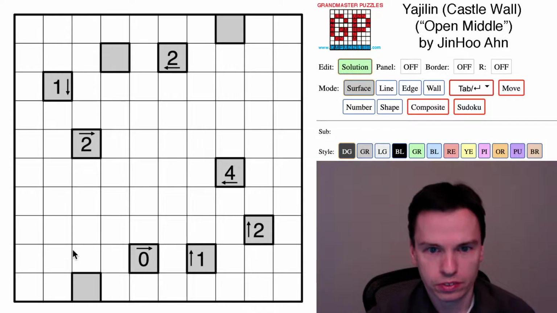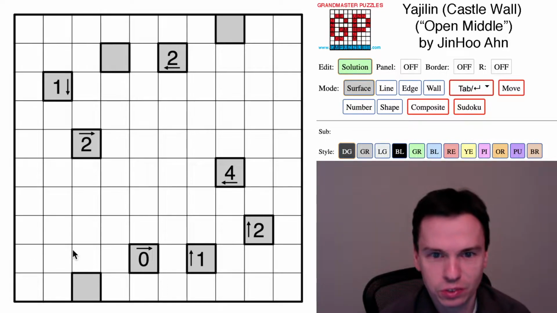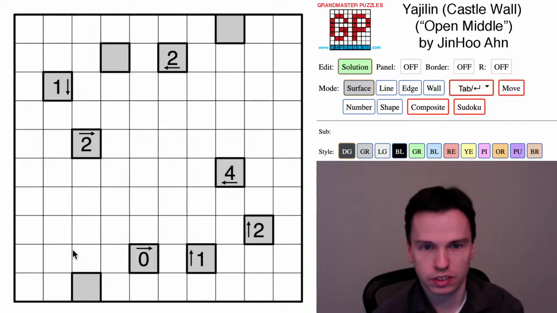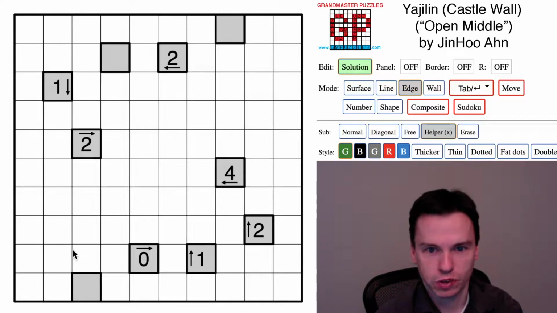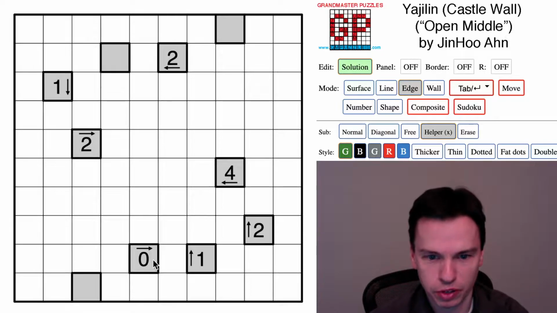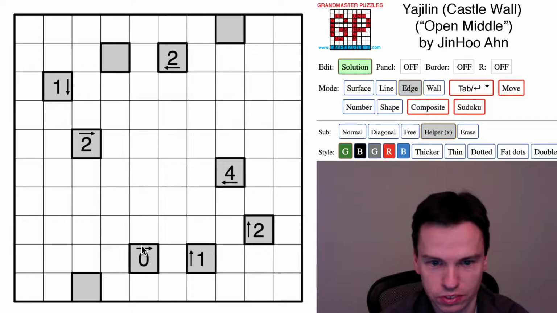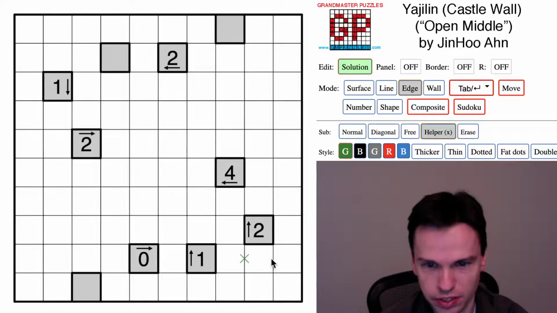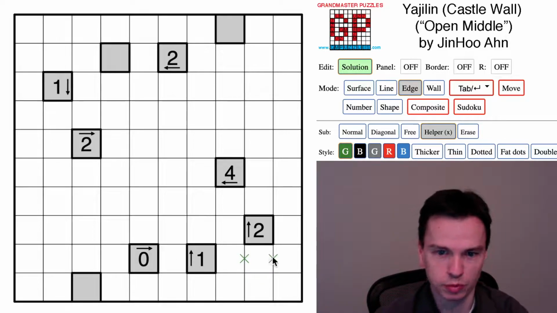So we're here to talk through this Yajilin variation that uses castle wall loop counting. One of the things that's key in castle wall counting is to actually mark edges you can't cross. So I'm just going to start with this 0 to the right clue and say that that means for sure I'm not crossing any more edges in this row. So I'm going to mark off these boundaries.